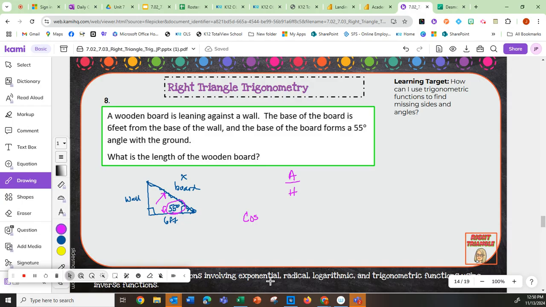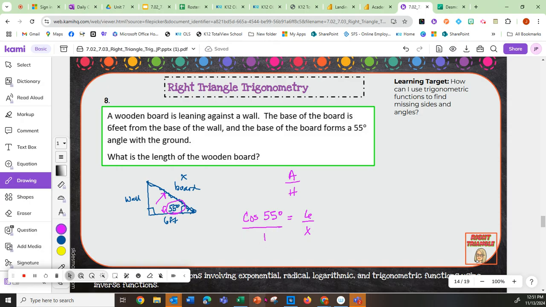So you have to look at what you know and what you don't know. You don't know the opposite side, so that means you can't use sine and you can't use tangent. So we're going to say cosine of angle 55 degrees. We know the angle this time. It equals the adjacent leg, which is 6, over the hypotenuse, which is x.